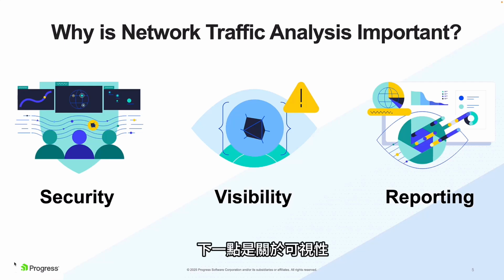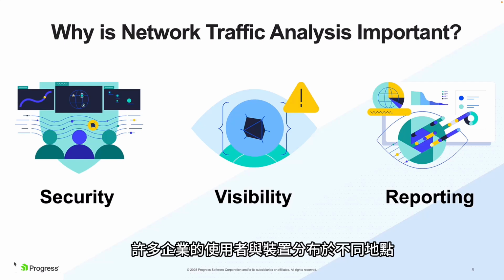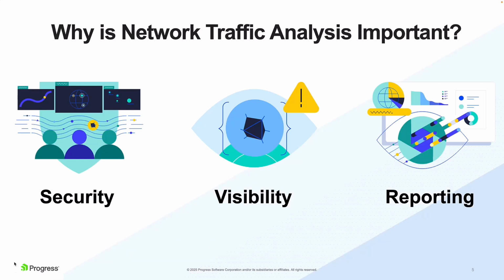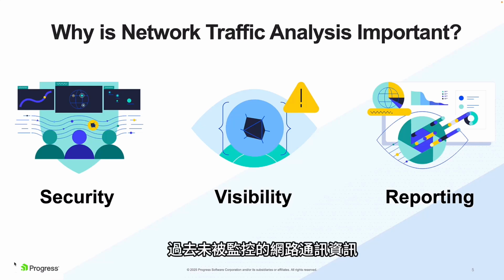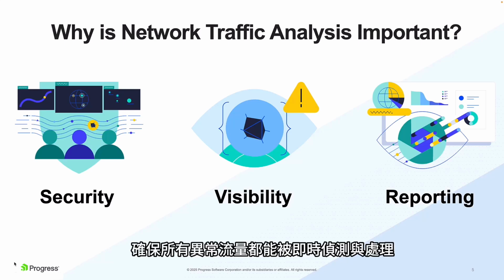So the next point, visibility, goes hand in hand with this. Many organizations have users and devices across many different locations. It becomes near impossible for network administrators to maintain effective network visibility. By having a single source of truth for your network environment, it saves a huge amount of time and stress for administrators. Your team can easily gain visibility on previously unmonitored network communications across the whole company. And this makes troubleshooting a lot easier and also prevents blind spots within your network.